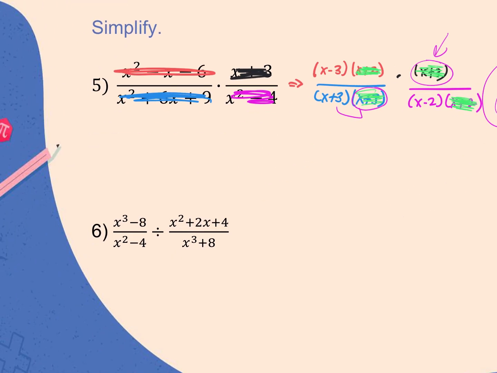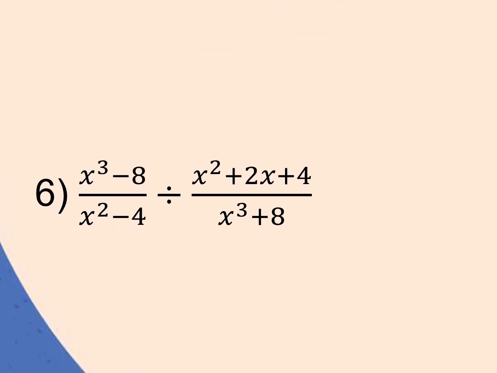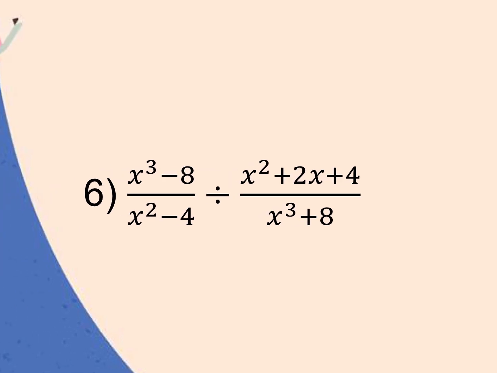Now, how is 6 a little bit different? There is division. If you guys miss that, if you forget to keep change flip, then your whole problem is wrong. So it's really important that you guys pay attention. The first thing you need to do, the absolute first thing before you factor anything, is to keep change flip.